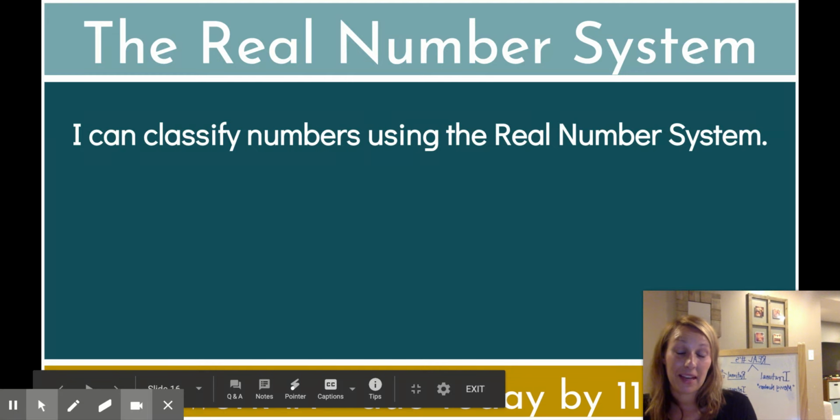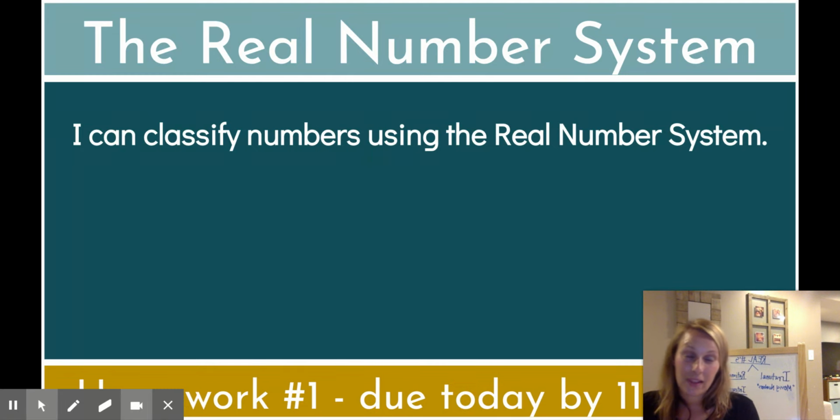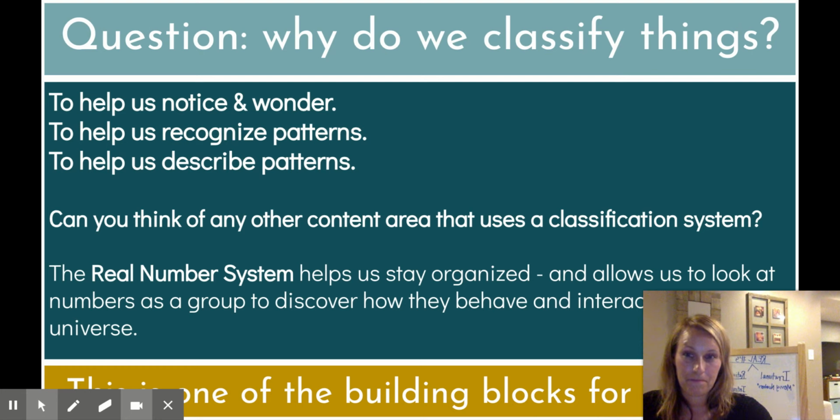All right, well, like I mentioned before, today, your I can statement is, I can classify numbers using the real number system. Something for you to consider. Why might we classify things? What is the purpose? When do we do it, especially in math? Why do we classify?